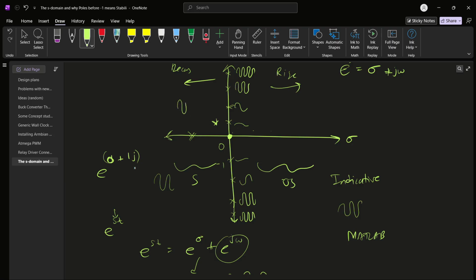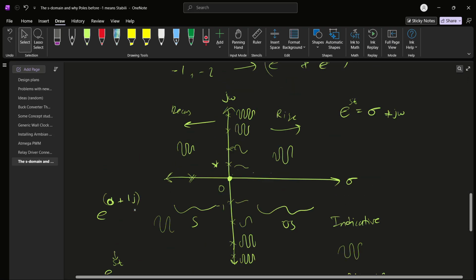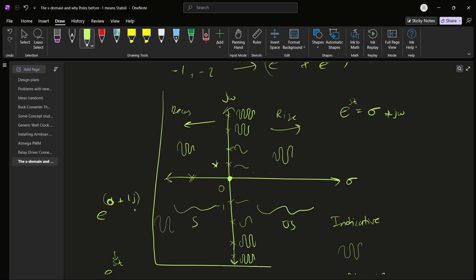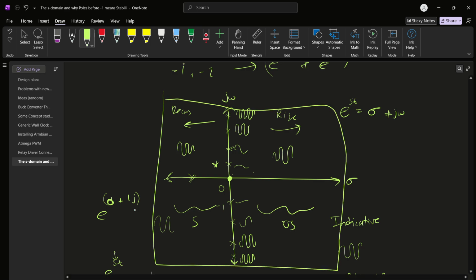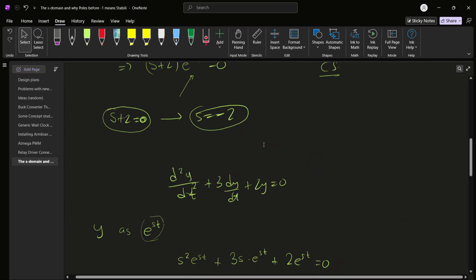So to quickly draw a good graph here, this is the illustration and the essence of the S-plane. I hope this video was correct and also informational.